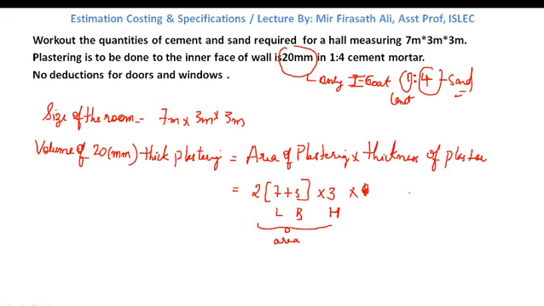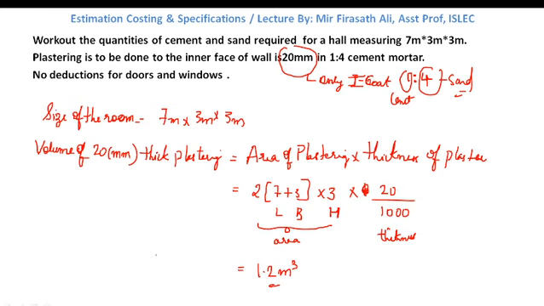Now thickness is 20 mm. To convert it into meters, we'll divide it by 1000. This is nothing but thickness. That was area and this is thickness. So if we multiply these two, we'll get the volume as 1.2 meter cube. This is the wet volume of 20 mm thick plastering.